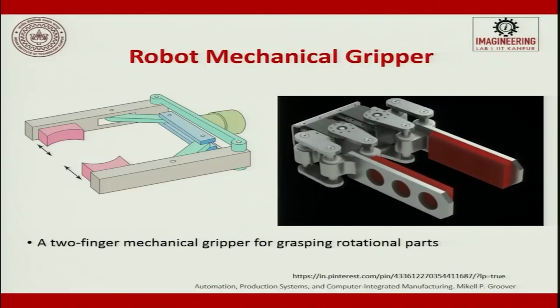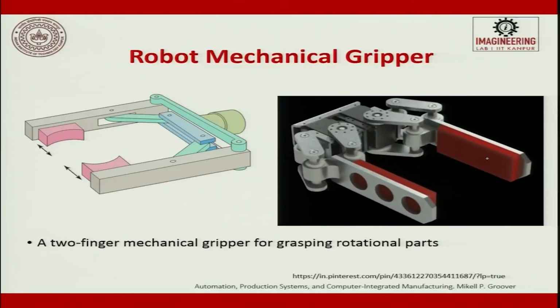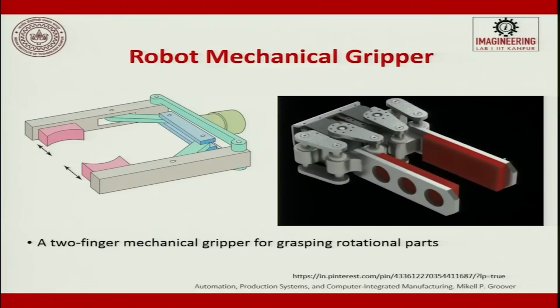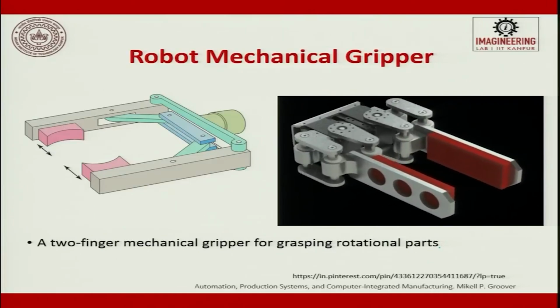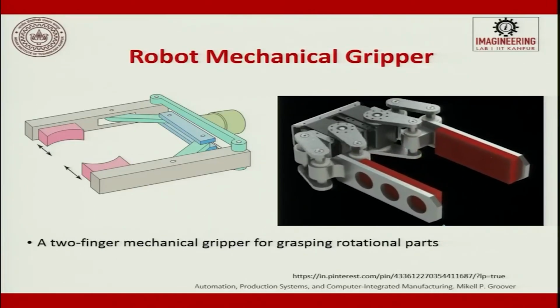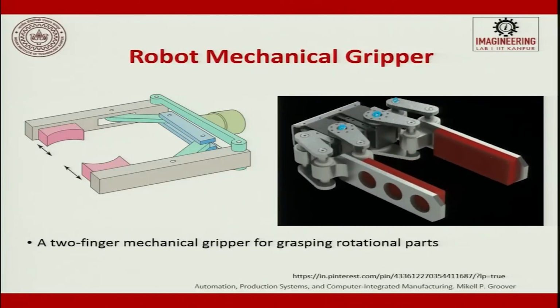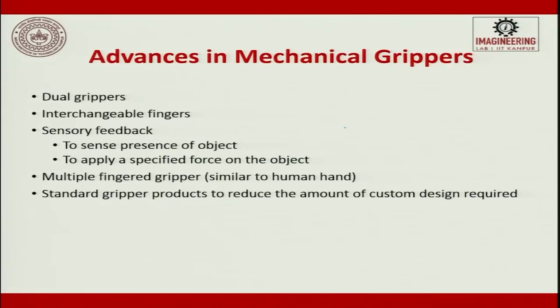So, you can see a 2-finger gripper. You can have both the fingers moving, or you can have one finger fixed and the other finger moving. Both are used for gripping action. The 2-finger mechanical gripper for grasping a rotational part is there in a gripper. You can see here these are all rotational joints, this is a rotational joint which is given, and you just have to put a motor and activate it.